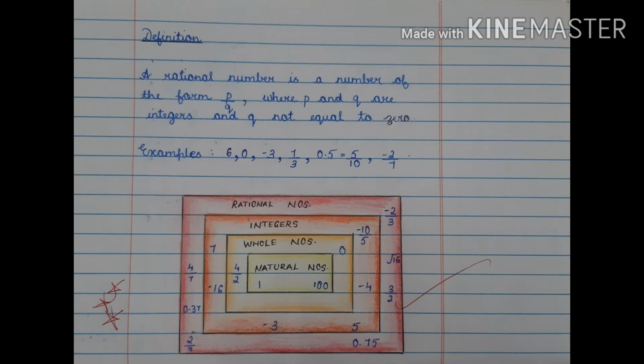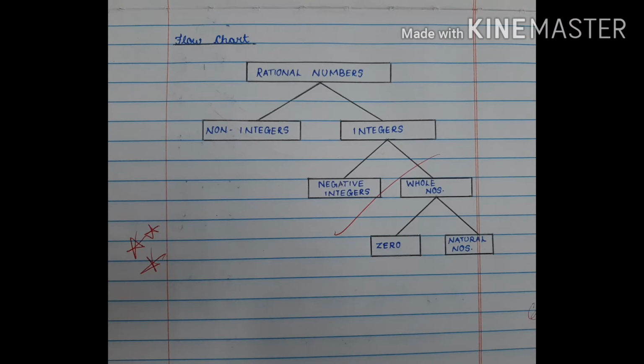Definition. A rational number is a number of the form p by q, where p and q are integers and q is not equal to 0. Examples: 6, 0, minus 3, 1 by 3, 0.5 which can be written as 5 by 10, and minus 2 by 7. So this is the flow chart of rational numbers.